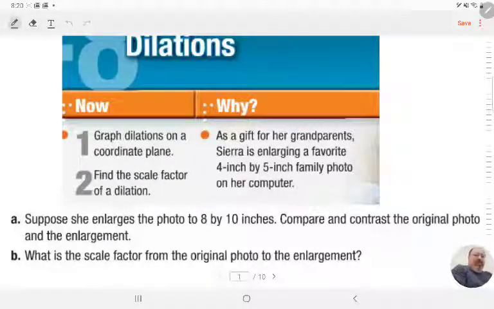Okay, so today we're talking about dilations. We're going to graph dilations on a coordinate plane, and we're going to find the scale factor of a dilation.